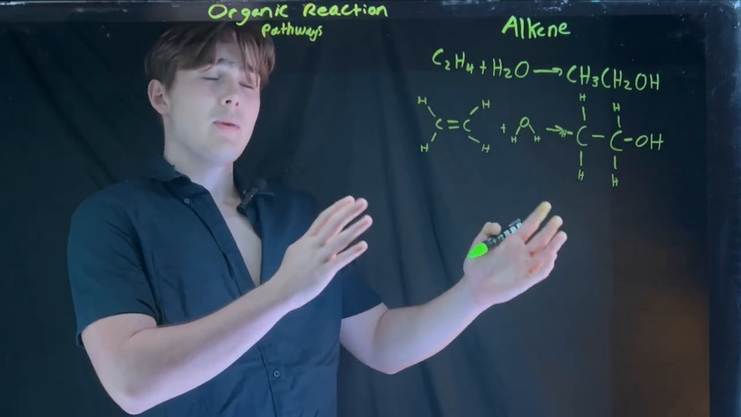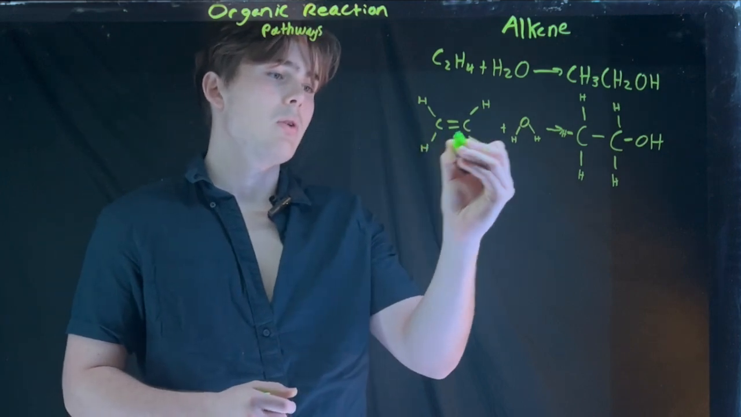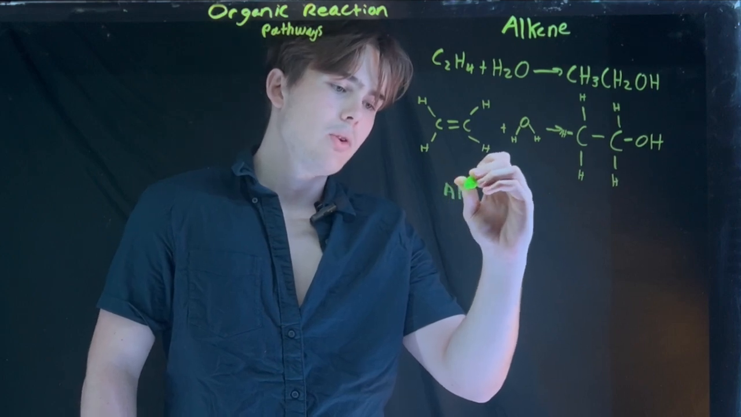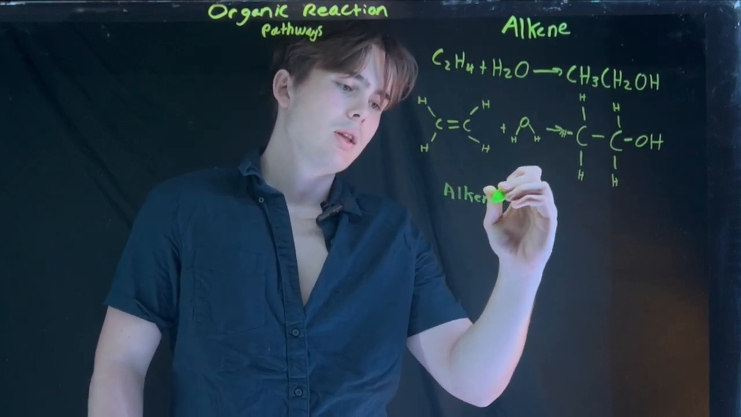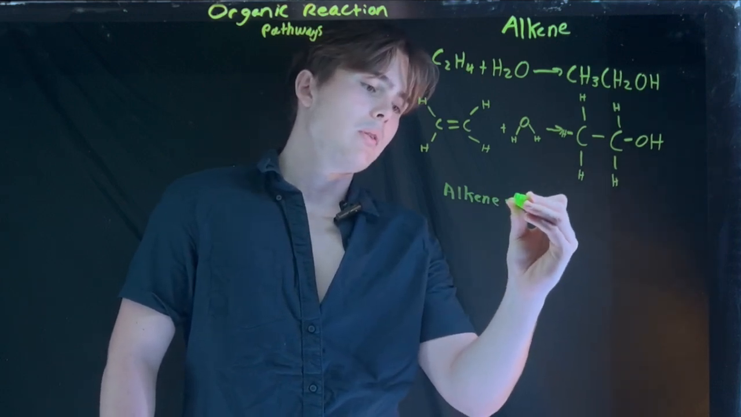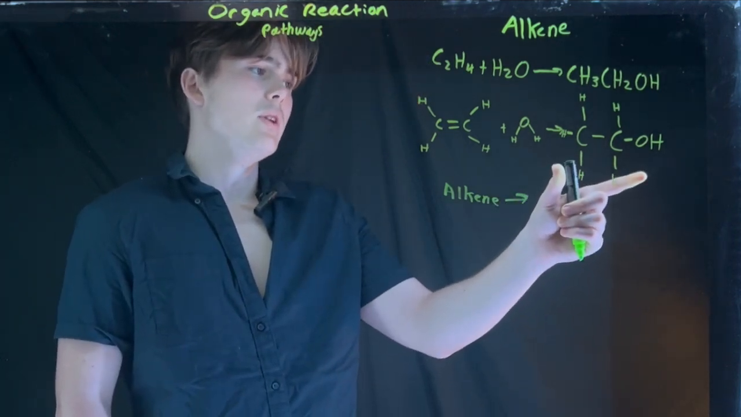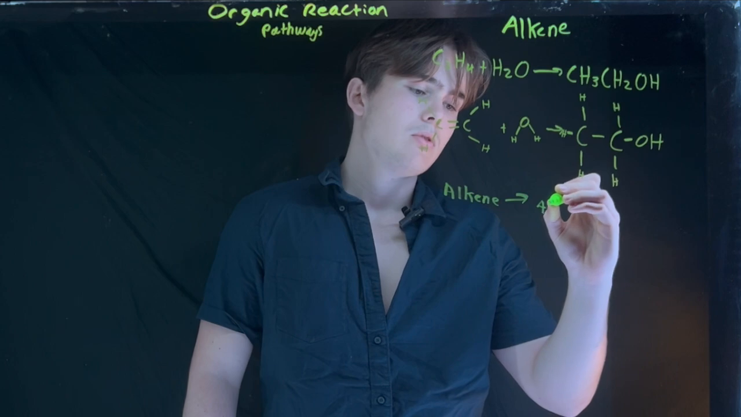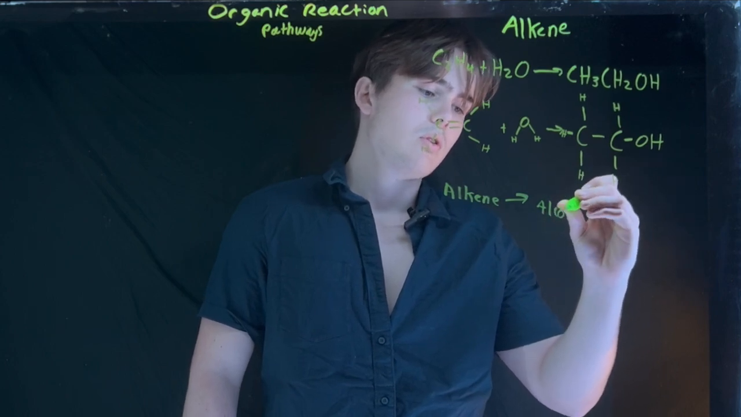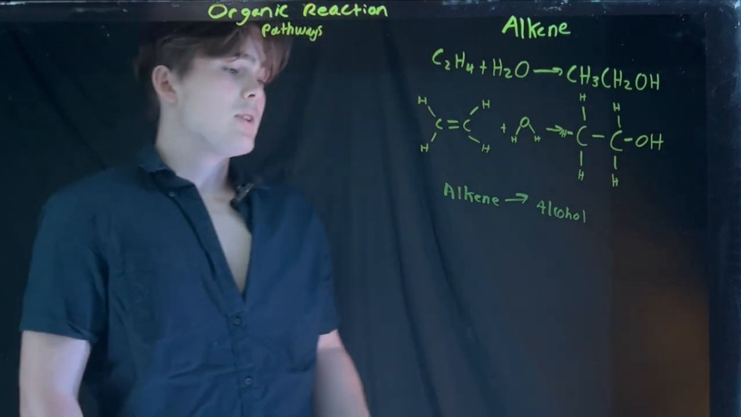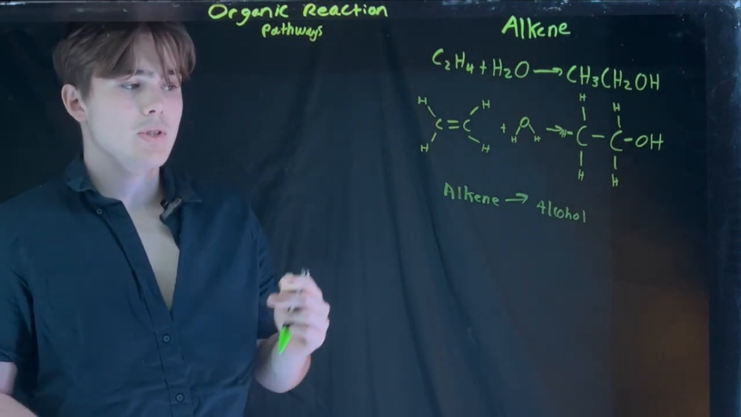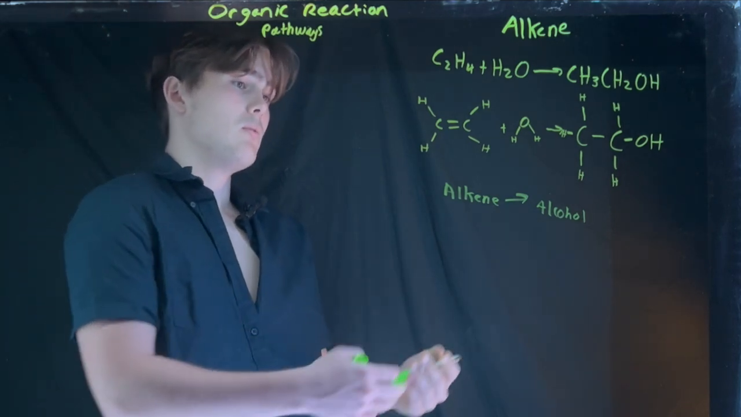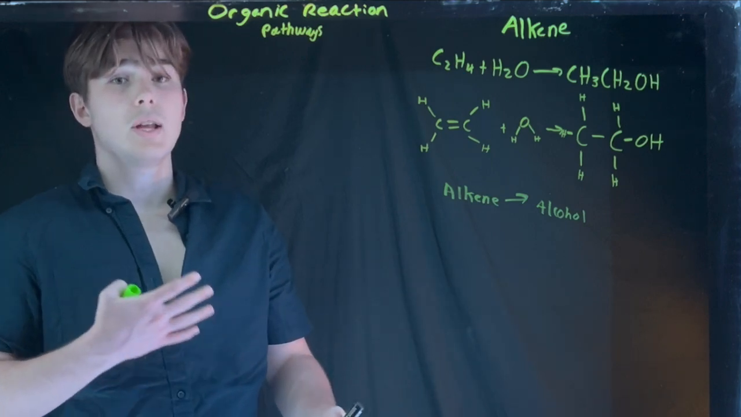But anyway, let's break down what's happening here. We're going from an alkene on this side, and it's becoming a different molecule over here. It's actually becoming an alcohol. So it's an alkene to an alcohol. This is different to the reaction we looked at previously, because that was an alkane to an alcohol. This time we're just focusing on an alkene to an alcohol.